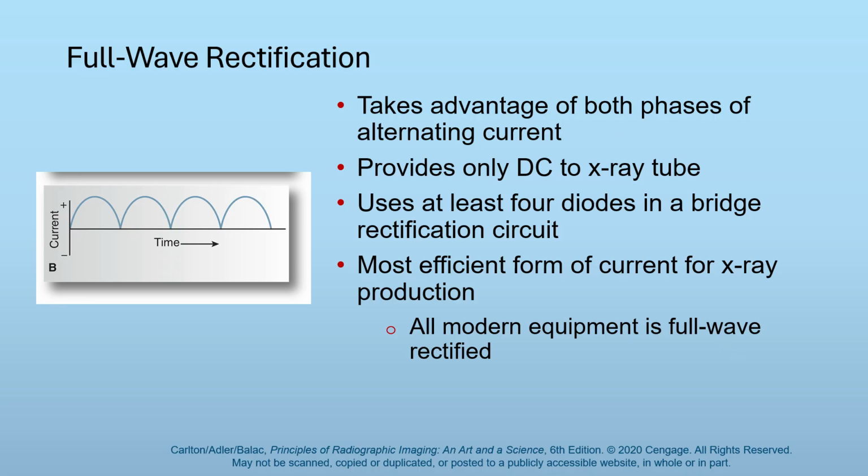Yeah, this is single phase still though. So three phase 6 and three phase 12 pulse are still more efficient than full wave single phase, which is what you see here. Okay. All modern equipment is technically full wave rectified, but we call it three phase 6 pulse or three phase 12 pulse. Both of those are also full wave rectified, but they use more complex rectifiers than just a 4 diode bridge rectifier.